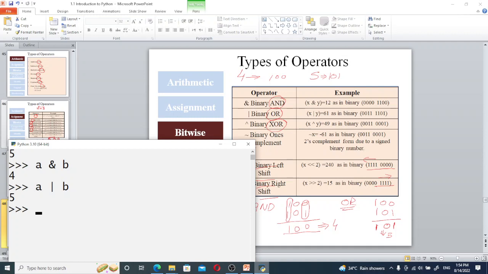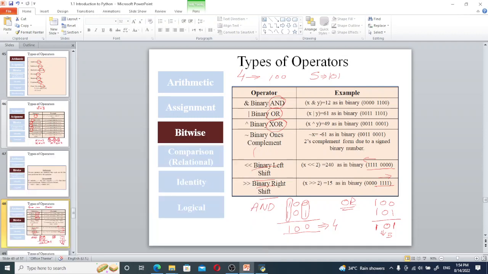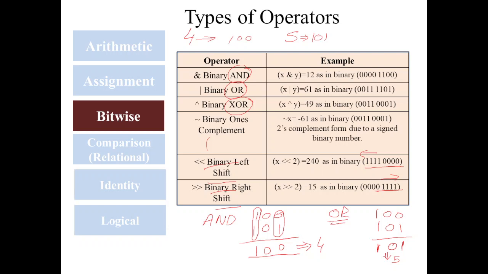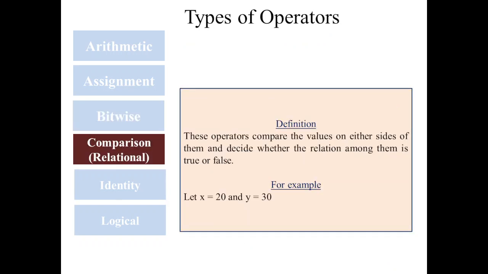So these are called bitwise operators, which perform bitwise operations on decimal values, and then the answer is also given in bits or in decimal form.